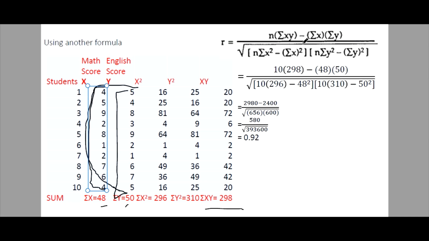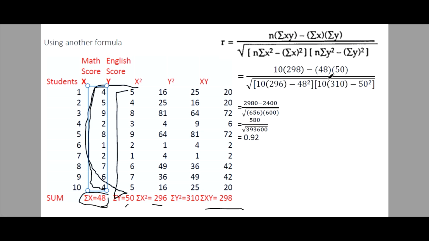And on the denominator, we have square root of this first group. We have n is 10. Summation of x squared is 296. Then this one, the square of the summation. So this is the summation. So the square of this, so 48 squared.